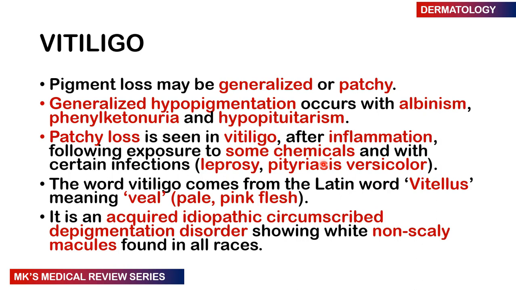Remember that the word vitiligo comes from the Latin word vitellus, meaning veal, meaning pale or pink flesh. So you describe it as an acquired idiopathic circumscribed depigmentation disorder, which shows white, non-scaly macules found in all races. If you don't know what macules are, again, I'll leave a card tagged here that you can click to look at the different skin lesions that I discussed.